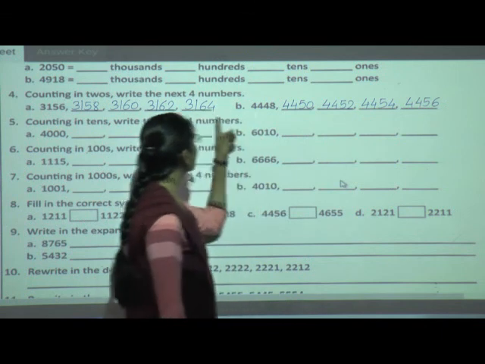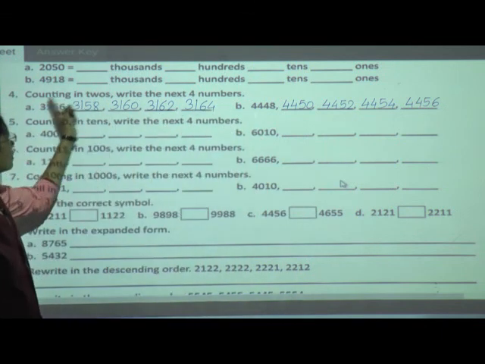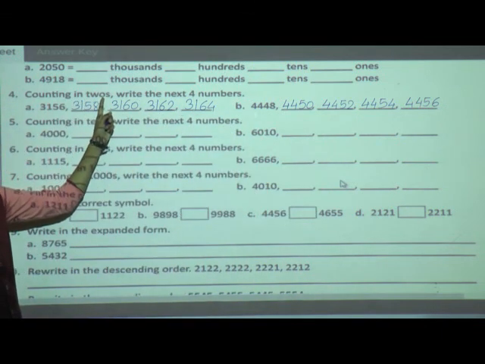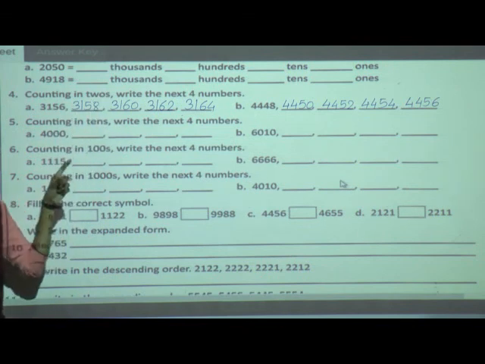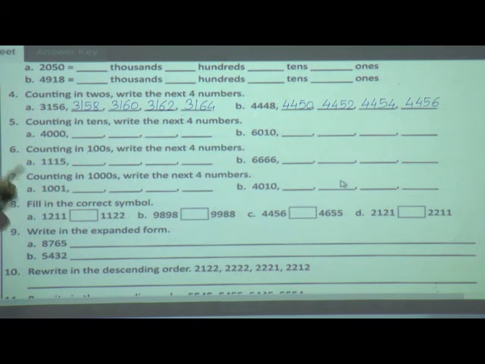because our question is counting in twos. Wherever the question is counting in twos, 2 is a 1 digit number. So we are only going to change the ones place number. We are not going to change the thousands place, hundreds place and tens place number. Okay. So keep this thing in your mind. Remaining questions we will solve in the next session.